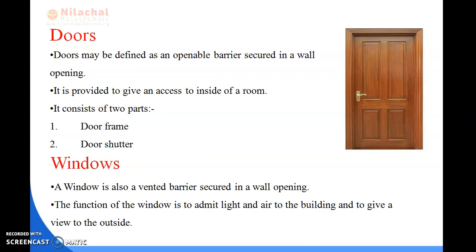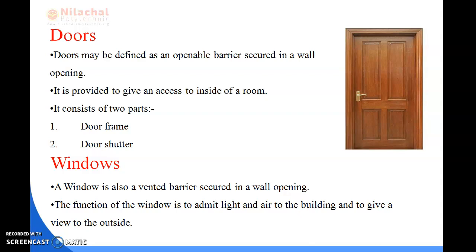As we have seen or constructed in our houses, the doors and the windows. All of us know what they mean by door or window. Door is defined as an openable barrier secured in a wall opening. It is provided to give access to the inside of a room, and it consists of two parts, that is door frame and door shutter. You can see here a diagram of a door: this is the door frame and this is the door shutter. The door consists of two parts, first is the door frame and the door shutter.